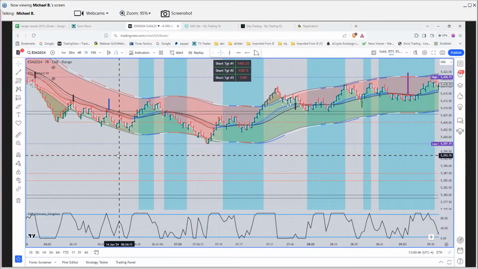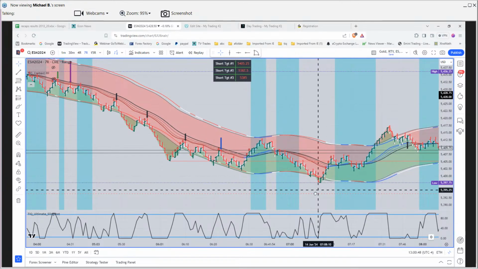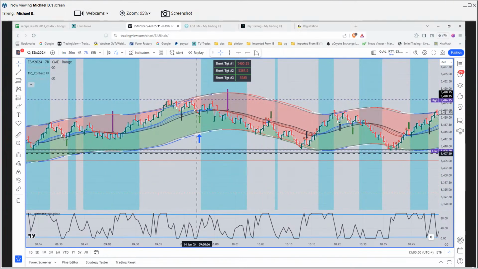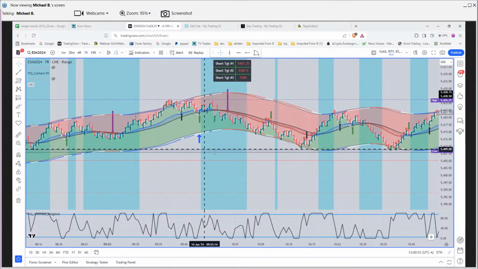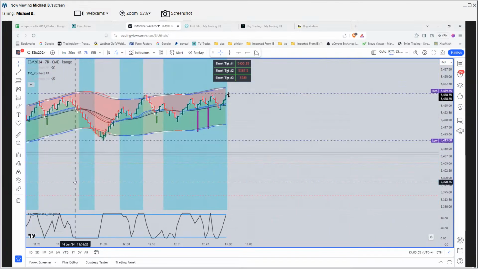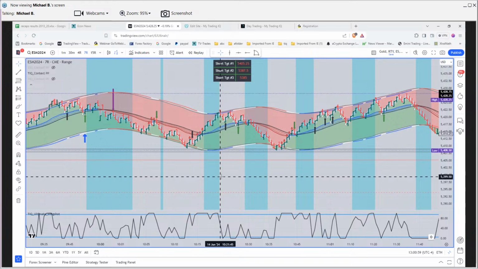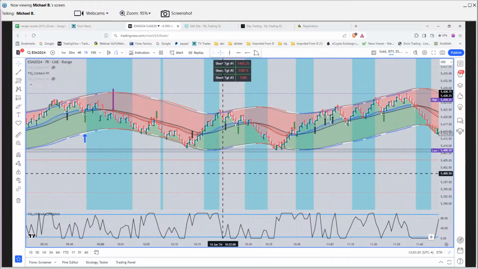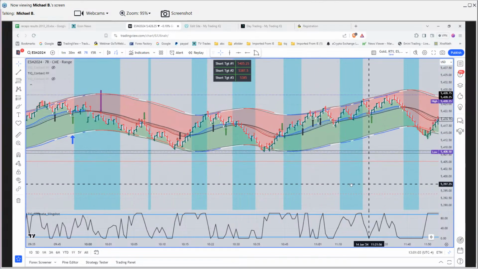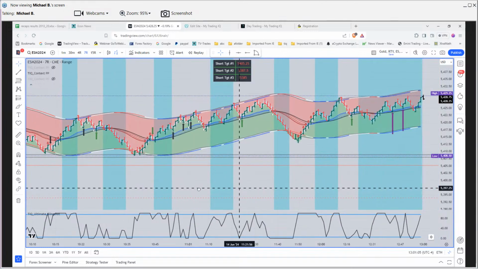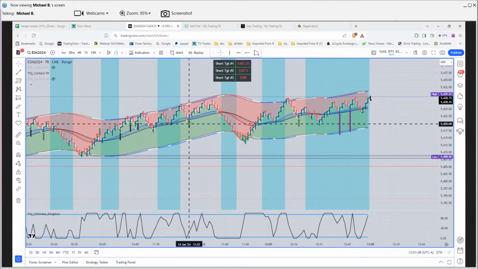Well, here's one trade anyway. We started out there with a +2, and I don't see the rest of it, but we started out with a +2, and then we stopped out. We had a -10 that put us at -8 overall, and then we had another +2 that put us at -6 overall.